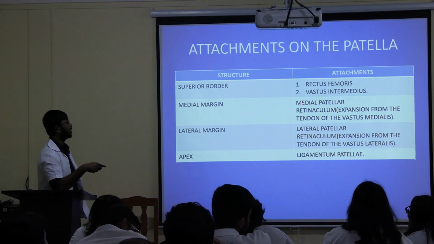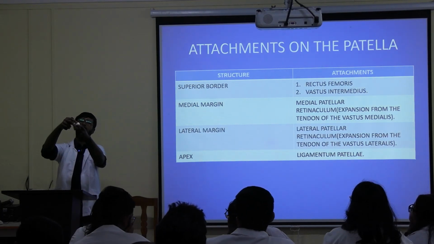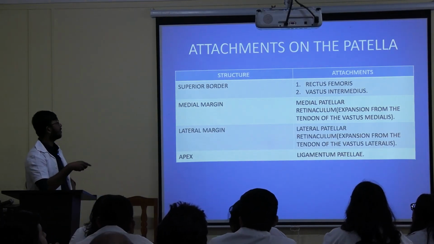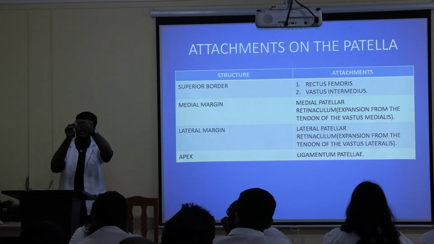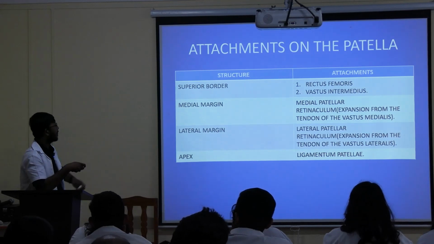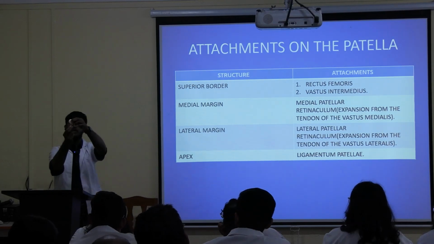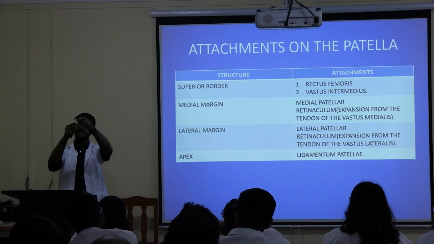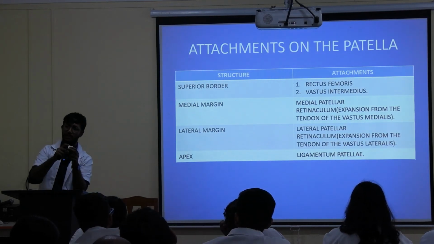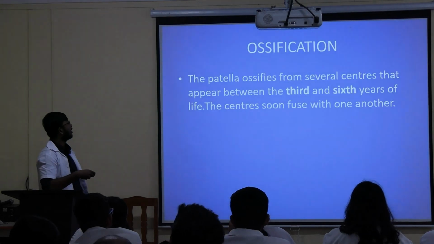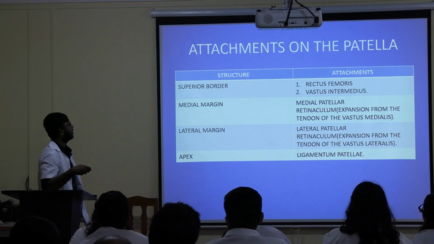So the superior border has attachment for rectus femoris muscle and vastus intermedius. Here, first the rectus femoris comes, then the vastus intermedius comes. Then the medial margin has attachment for medial patellar retinaculum. These are not muscles, these are structures. Laterally we have the lateral patellar retinaculum, and at the apex we have the ligamentum patellae. So only 5 structures: ligamentum patellae, medial patellar retinaculum, lateral patellar retinaculum, superiorly rectus femoris, and vastus intermedius. All these muscles will be taught to you in the dissection hall.